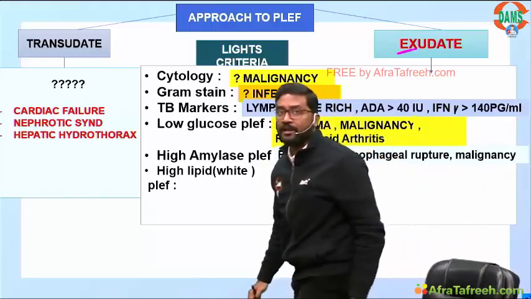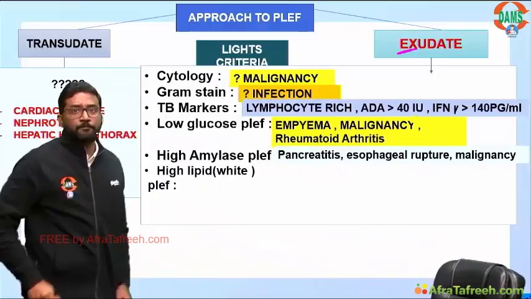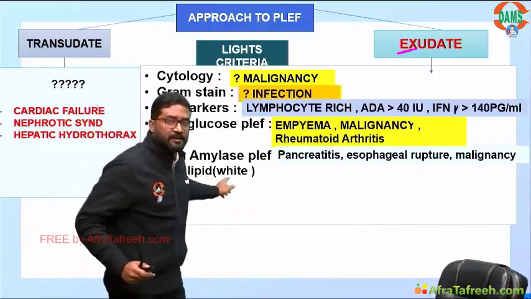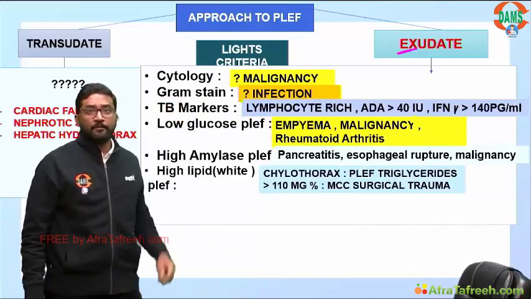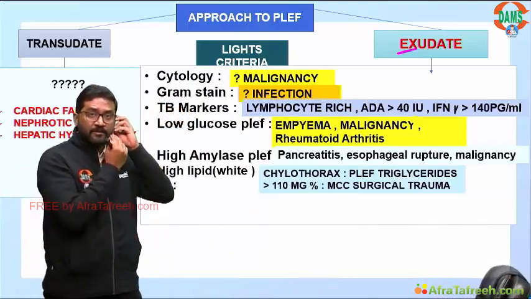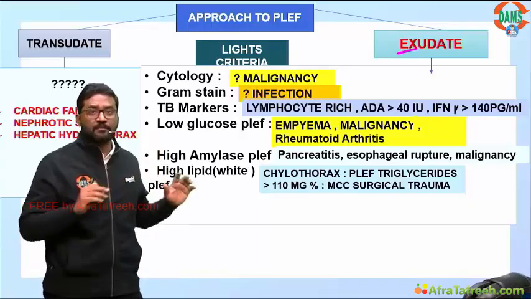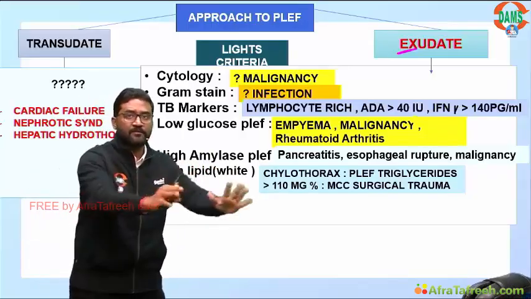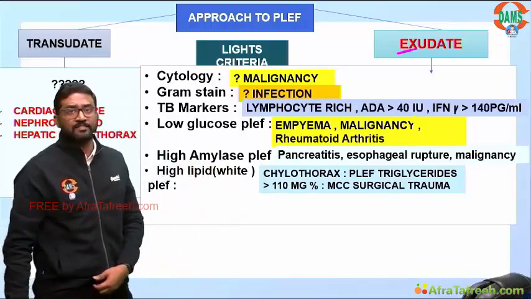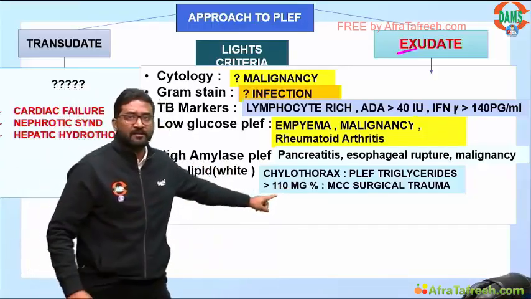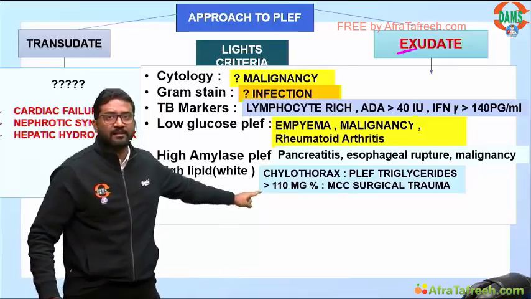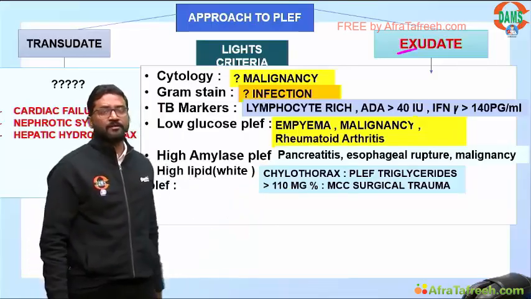Coming to high lipid pleural effusion, because of the lipid content, the pleural effusion tends to be white. There are two important lipid pleural effusions. Number 1, chylothorax. Whenever your thoracic duct is breached because of some surgery, chyle will start accumulating within the pleural space. What does chyle contain? Triglycerides. So the important feature here will be pleural triglycerides. Value will be more than 110 mg.